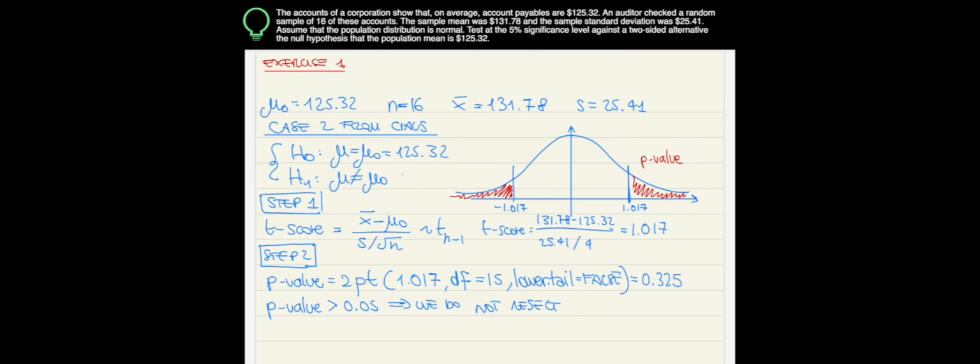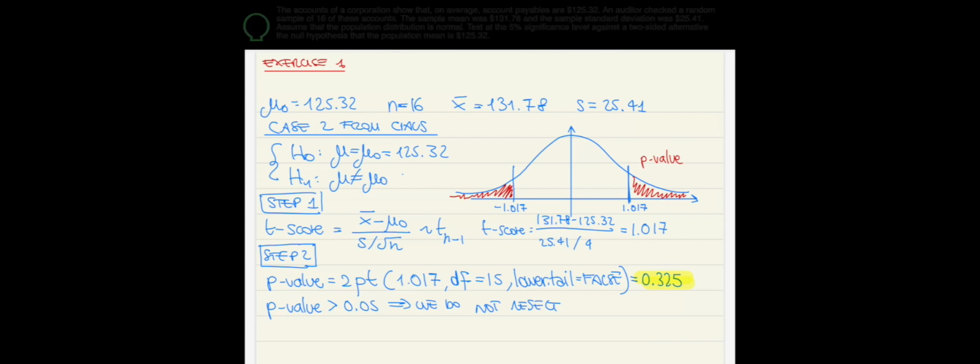Great. The p-value is a measure of how extreme my t-score is. Here we have that the probability to have a t-score at least as extreme as ours is 32.5%. This is not too high. Therefore, the H0 is considered plausible.